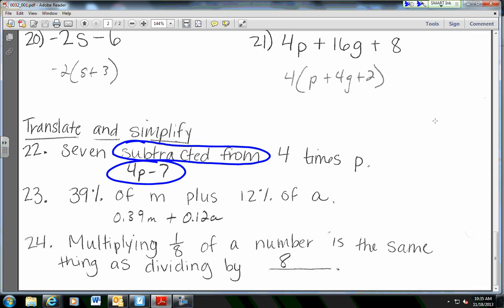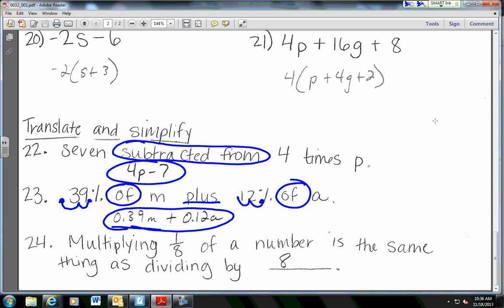39% of m plus 12% of a. Remember, you're changing your percents to decimals. So your decimal on 39%, it would be at the end if you don't see it. And you always move your decimal 2 places to the left to change it from a percent to a decimal. So we get 0.39 m, where of means you're multiplying. 39% of m, so 0.39 m plus 12% of a. So again, change 12% to a decimal would be 0.12 times the a, of means times. So you just put 0.12a right next to each other, and you have your answer there.